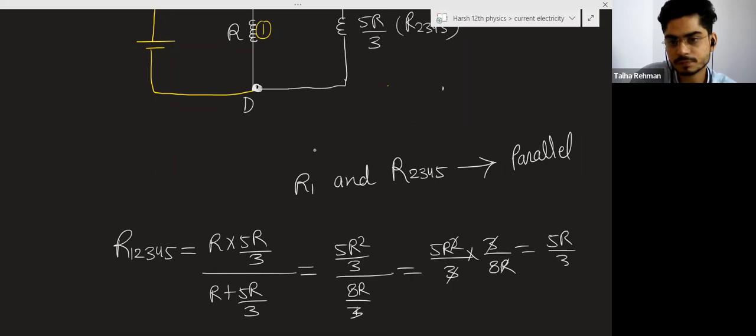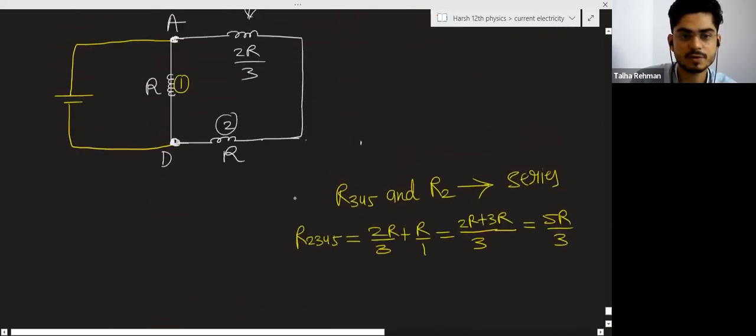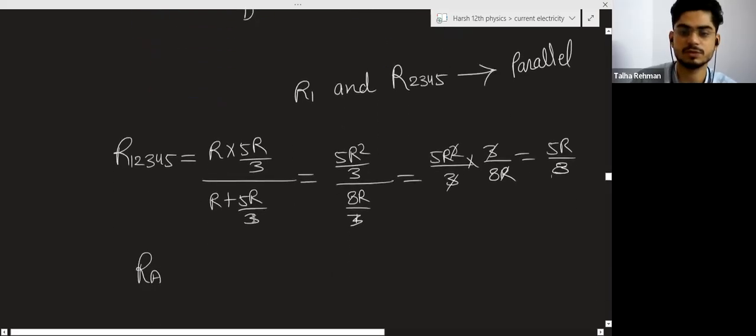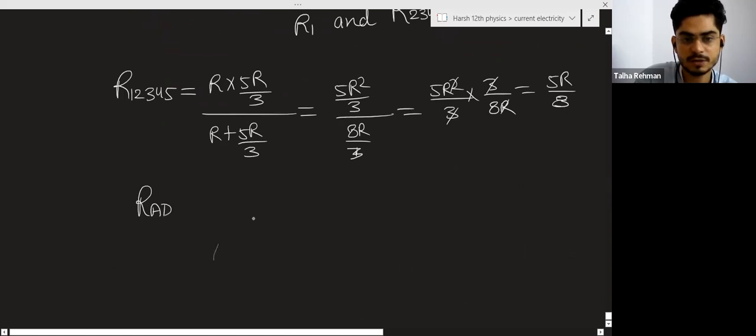So the equivalent resistance between point A and D is 5R by 8. Sorry, 5R by 8. Okay, no problem. So R between A and D we have to find, and the answer is 5R by 8. So in this way you can find it now.